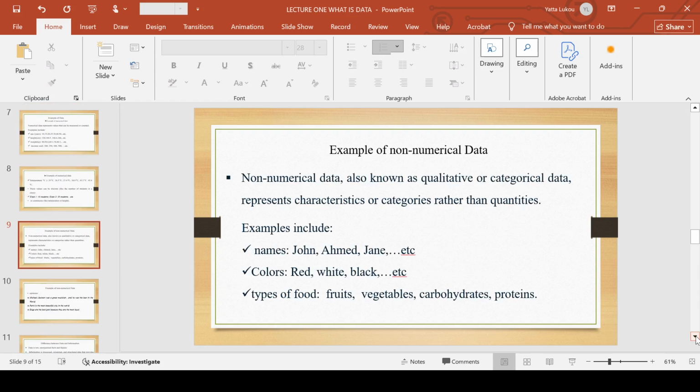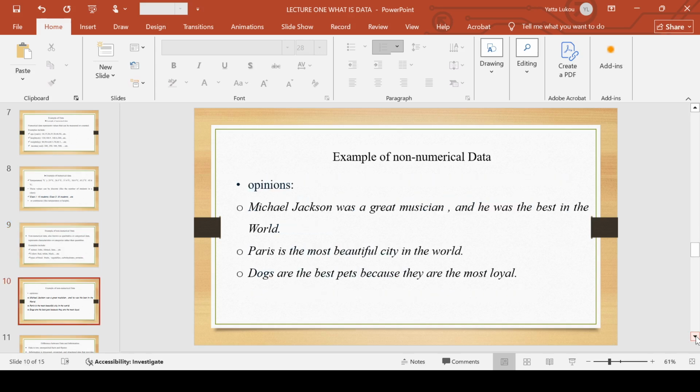Non-numerical data is another example of data. You have names like John, Ahmed, Jane, colors like red, white, black, types of food, fruits, vegetables, carbohydrates, proteins. These are all types of non-numerical data. Opinions. These are examples of non-numerical data.